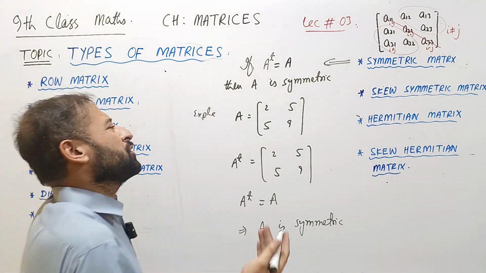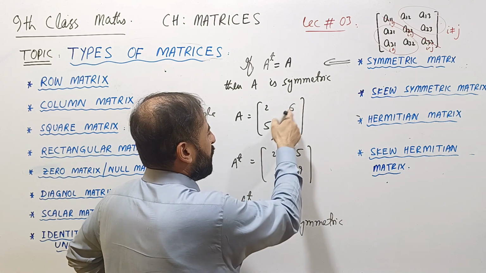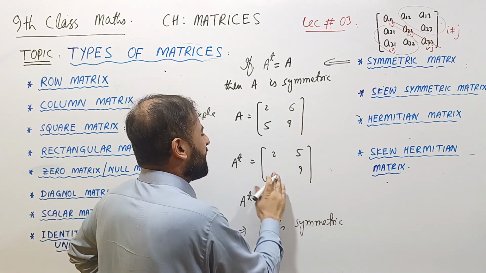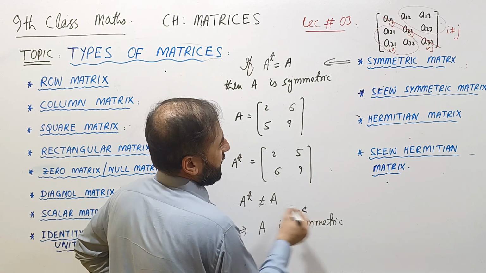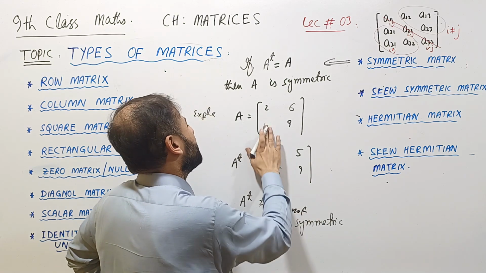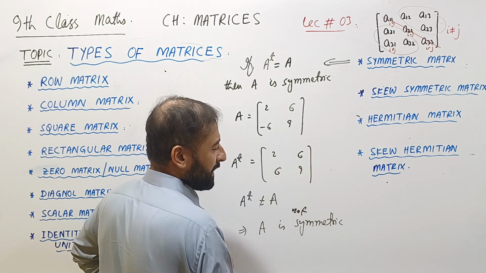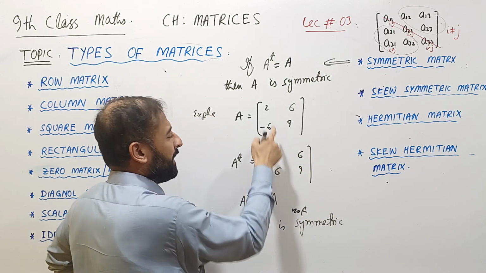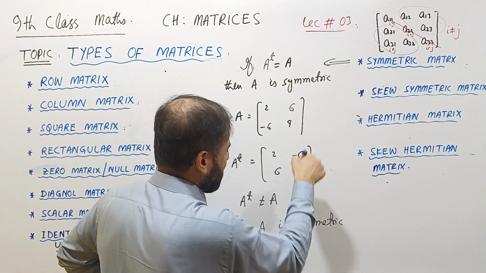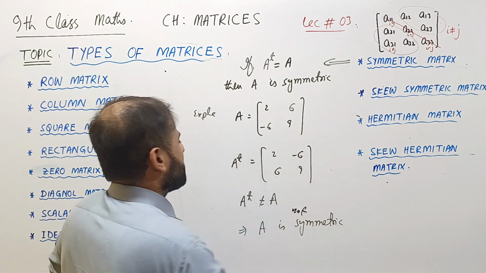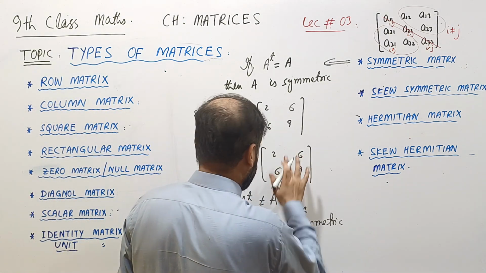If there is even a difference of a number, say you have 6, first row will become first column, then it is not equal, it is not a symmetric matrix. And if there is a slight difference of even a symbol, still they are not equal, not symmetric. A transpose 2, 6 and minus 6, 9, they are not equal. Corresponding elements are not equal. So they have to be equal numbers.